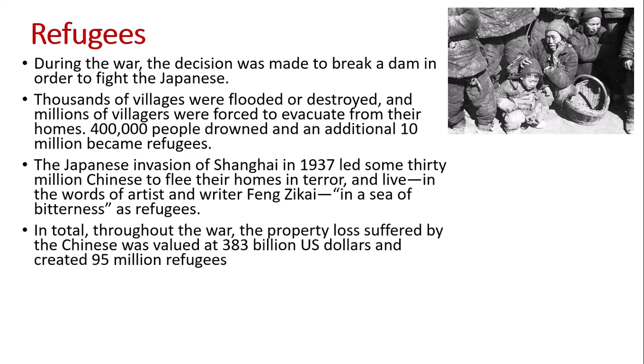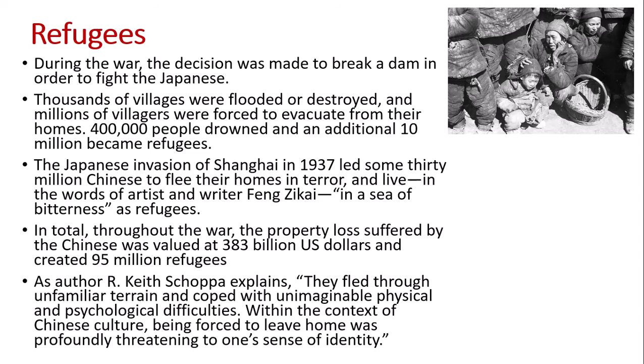In total, throughout the war, the property loss suffered by the Chinese was about $338 billion. That would be our money today. And it created about 95 million refugees. So people who really had no place to go. Author R. Keith Schoppa explains, quote, "They fled through unfamiliar terrain and coped with unimaginable physical and psychological difficulties. Within the context of Chinese culture, being forced to leave home was profoundly threatening to one's sense of identity."